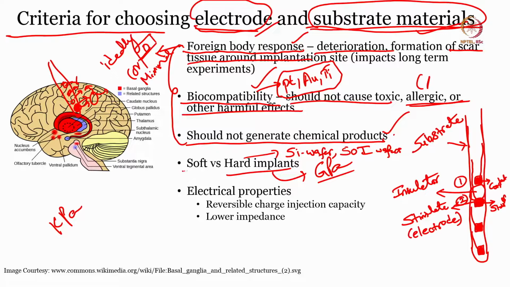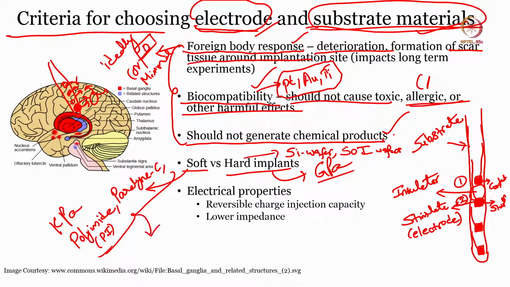Then let us talk about soft. You have polyimide, which we can call PI for short, and there is parylene C. These two examples are sufficient to understand. These are very much compatible with brain tissue when compared with silicon wafer and SOI wafer.